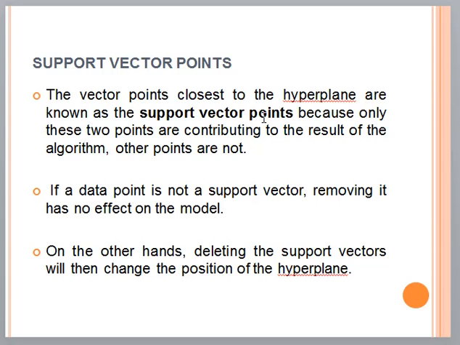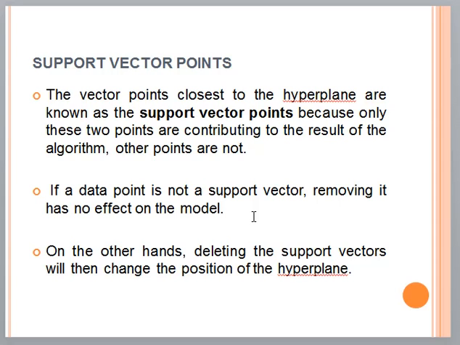Why? Because only these vector points are playing a role or contributing to the result of the classification, and the other points which are far away from the hyperplane are not playing any role in the classification. So we will say that the support vectors are only those points which are close to our hyperplane. If a data point is not a support vector, removing it has no effect on the model, because the points which are away from the hyperplane are not contributing or playing any role in the classification.